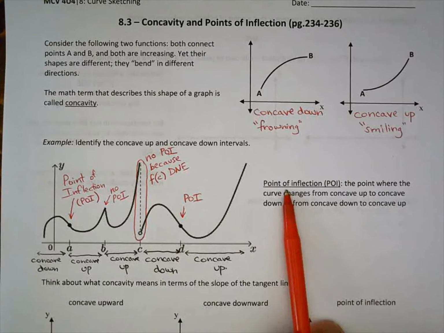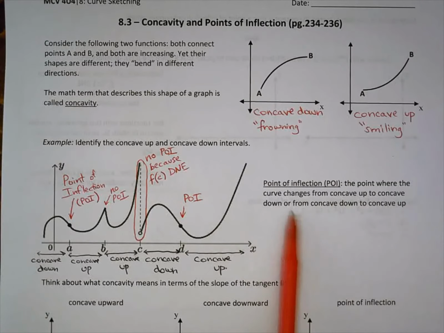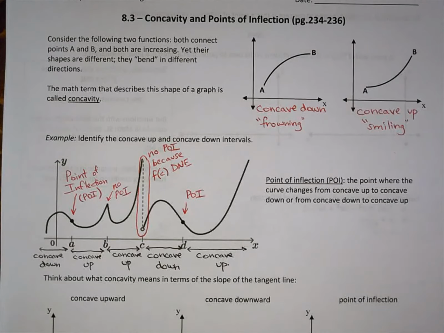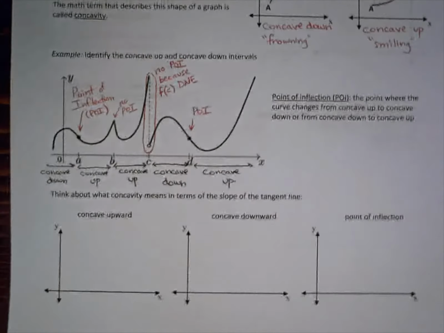So there's the definition of point of inflection, or POI: the point where the curve changes from concave up to concave down, or concave down to concave up. And that's the important definition. Before we look at how to do this, let's think about what concavity means.